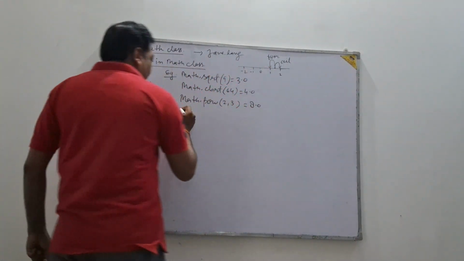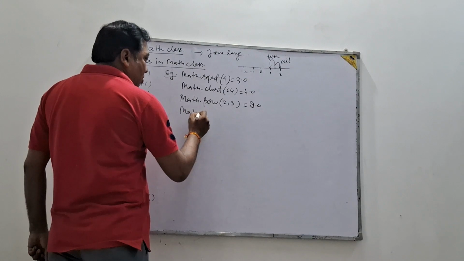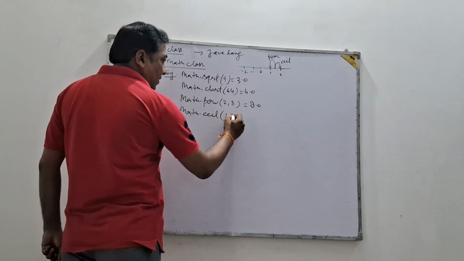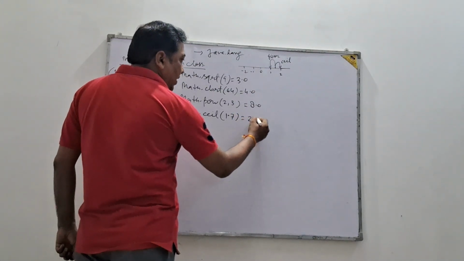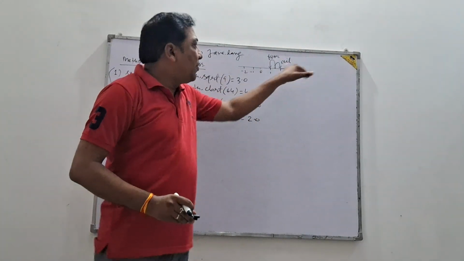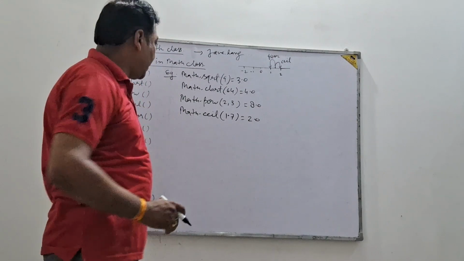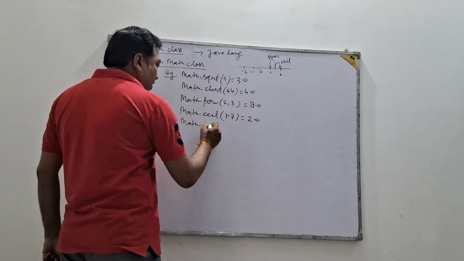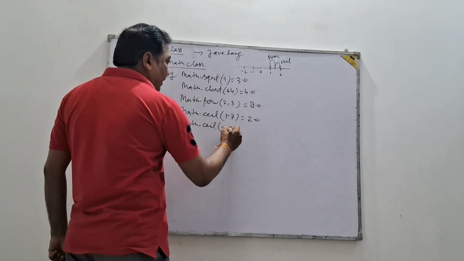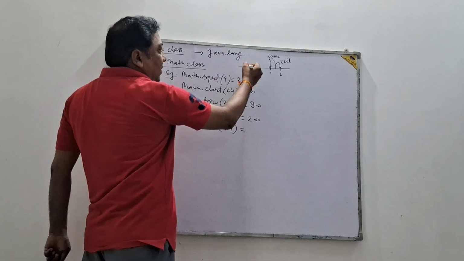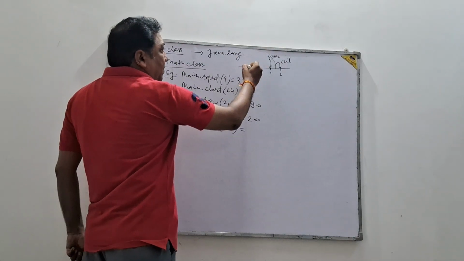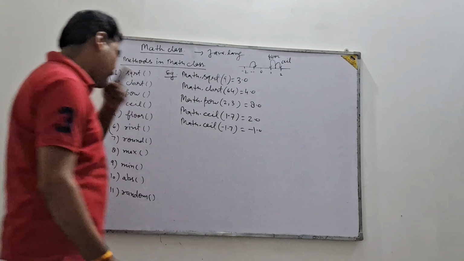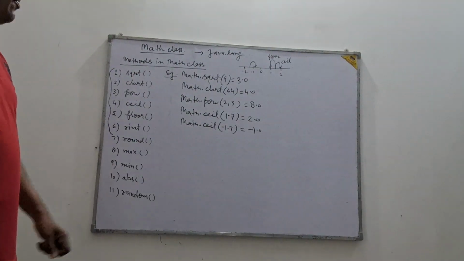Let us take an example. If we write Math.ceil(1.7), the answer is 2.0 because the rounded up value of 1.7 is 2.0. Now if we take the example of a negative number, Math.ceil(-1.7). -1.7 is somewhere here, rounded up, that means -1.0. So this is the ceil function for rounded up.